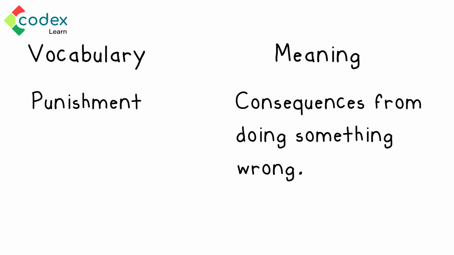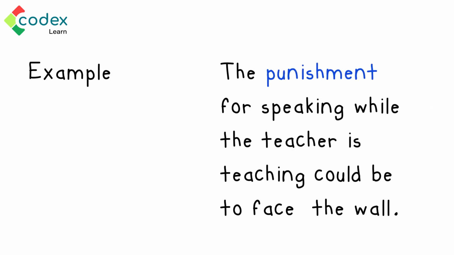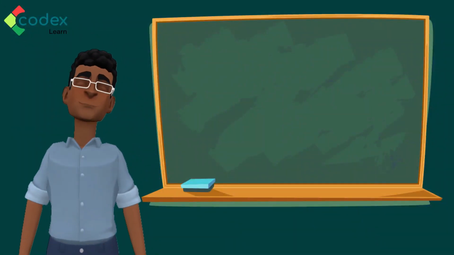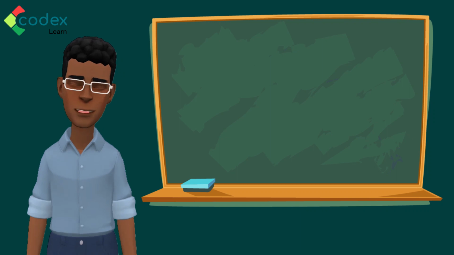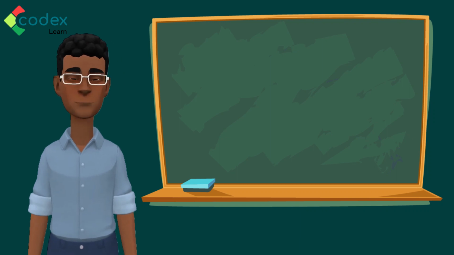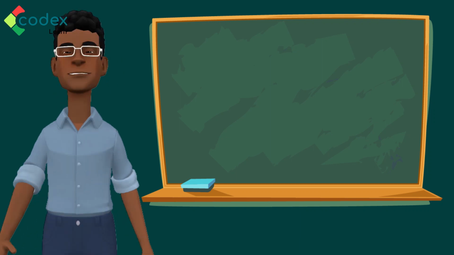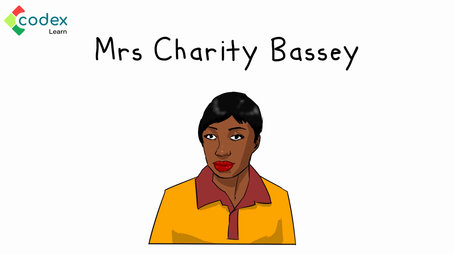Punishment, the consequence of doing something wrong. Punishment hurts and it's not nice. For example, the punishment for speaking while the teacher is teaching could be to face the wall. Okay, children, now we have come to the end of today's lesson. I hope you learned a lot. Just like Mrs. Charity Bassey, who did the right thing by returning what does not belong to her, it is important to always follow rules and regulations at all times.